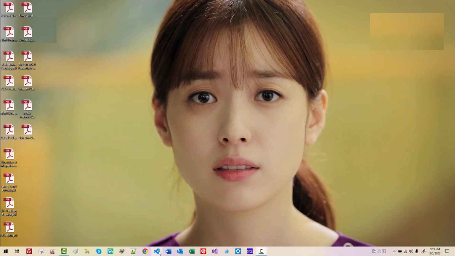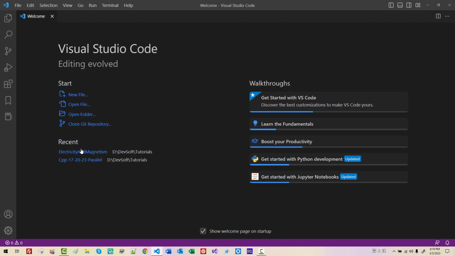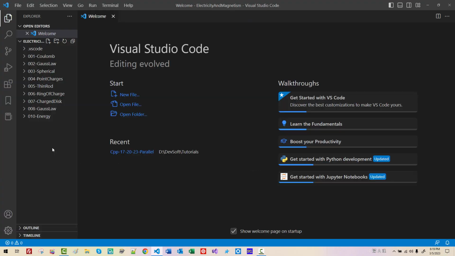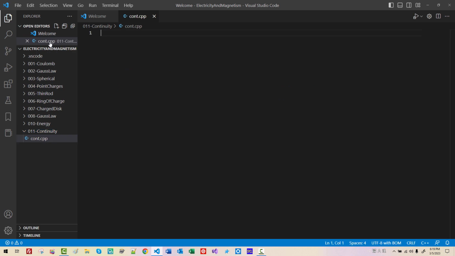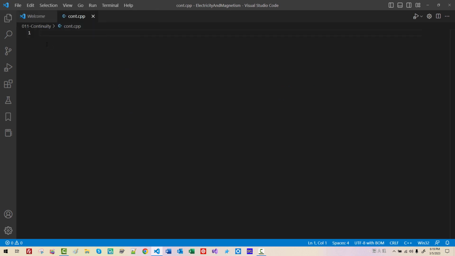Open up Visual Studio Code, Electricity and Magnetism. Select empty space. Click this button. 011 Continuity. Click this button. Cont.cpp. Hit enter. Ctrl V. I will close the welcome window.